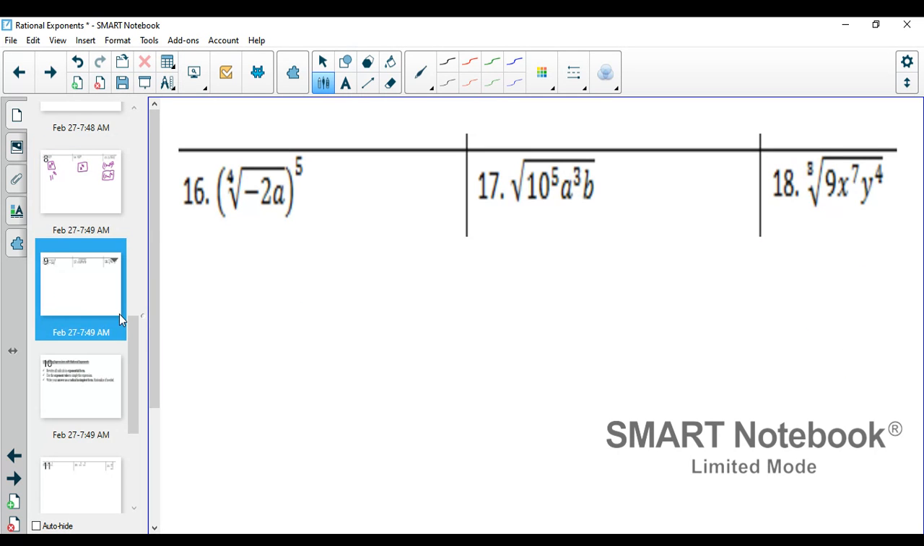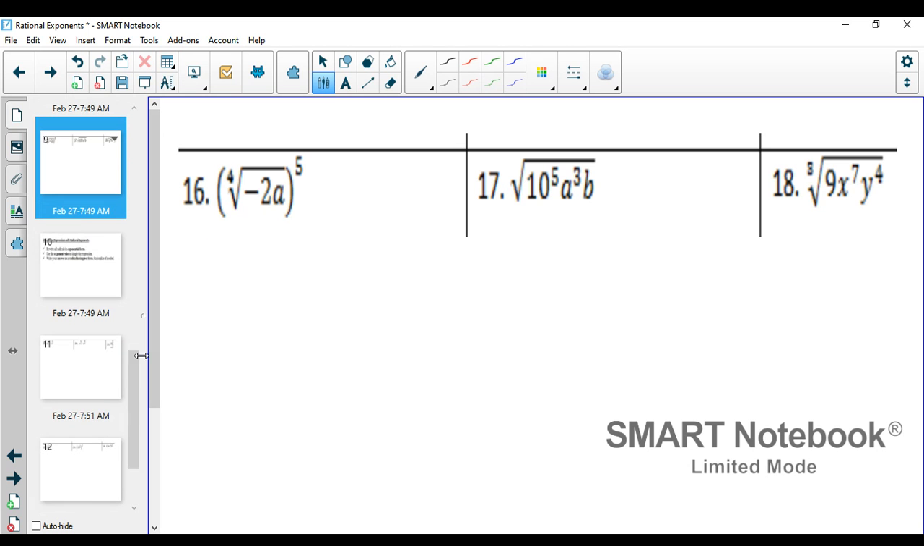All right. So we have the 4th root of negative 2a, all raised to the 5th power. So we have negative 2a. The exponent is the numerator, so we have 5 over, and then the 4th root, and there we go.